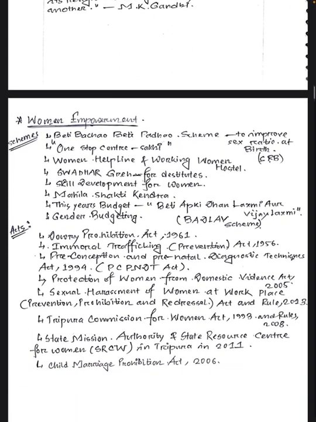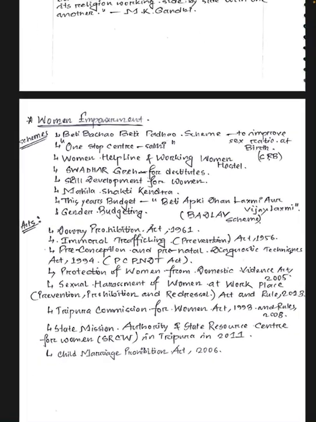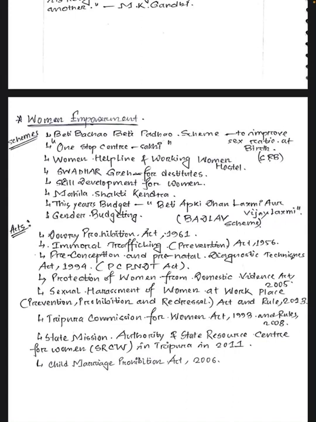Now what I did was, women empowerment. So what could come from women empowerment? I mean, if an essay comes on women empowerment, what would be the points that I would write? So I wrote some of the schemes that are there, like Beti Bachao, Beti Padhao, One Stop Center, Women Helpline and Working Women Hostel, Sudhar Gray, Skill Development for Women, Mahila Shakti Kendra, बेटी आपकी धन लक्ष्मी और विजय लक्ष्मी, बदलाव scheme, gender budgeting. These were a few of the schemes that were in the news at that time.